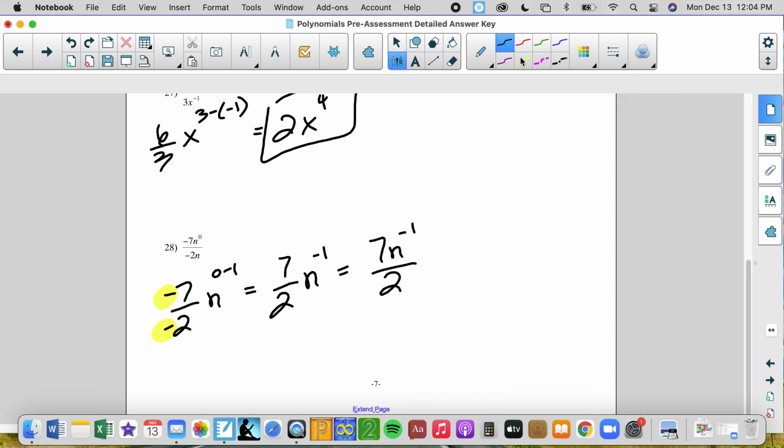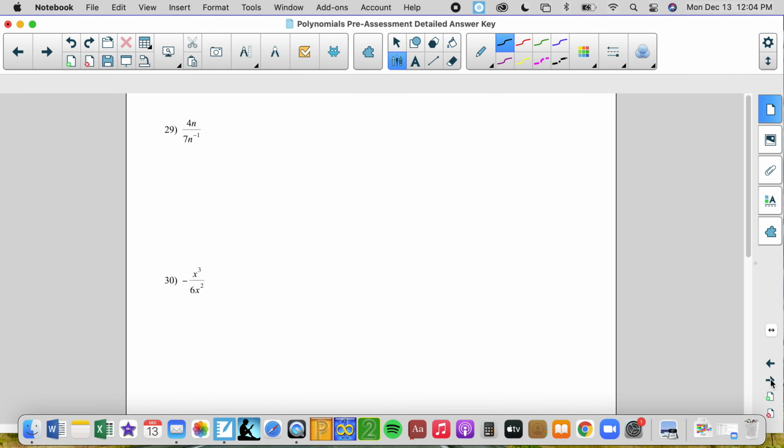And then notice that I have a negative exponent. So that base needs to go down, which gives me 7 over 2n. And I'm not going to write 1. That's a good one too. There's some really good testing.